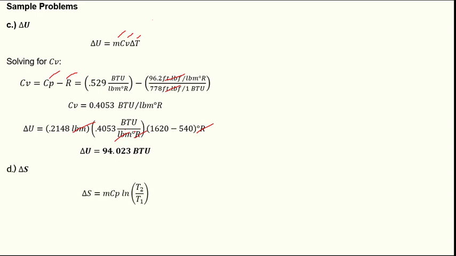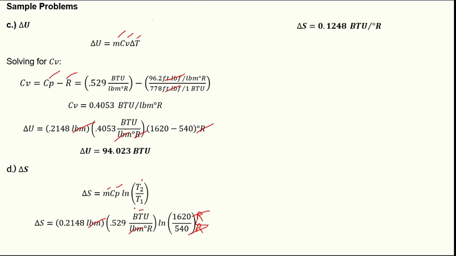Now, solving for entropy, we have a formula delta S is equal to mCp ln T2 over T1. Meron kang mass, meron kang Cp, meron kang T2, meron kang T1, so direct substitution lang. So, delta S is equal to mass natin, 0.2148 pound mass. Cp natin is 0.529 BTU per pound mass degree Rankine. Then, ln natin is 1620 over 540. So, since parehas siyang degree Rankine, makakancel lang yan. Makakancel yung pound mass. So, dapat yung entropy mo in terms of BTU per degree Rankine. So, input nyo sa calcu, delta S is equal to 0.1248 BTU per degree Rankine.